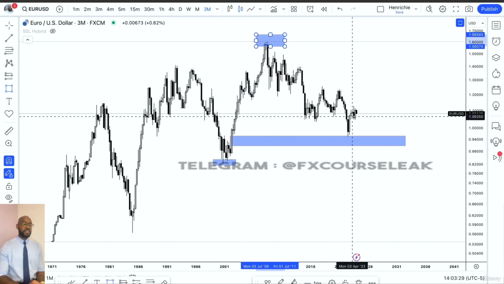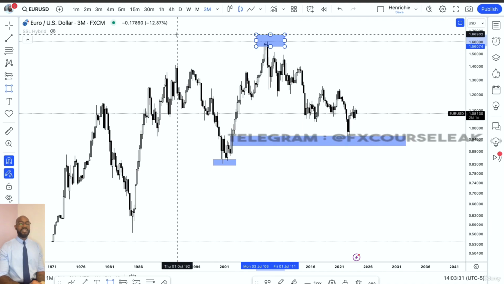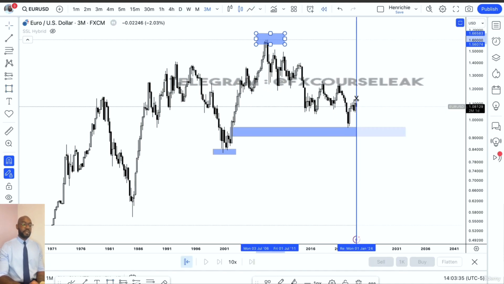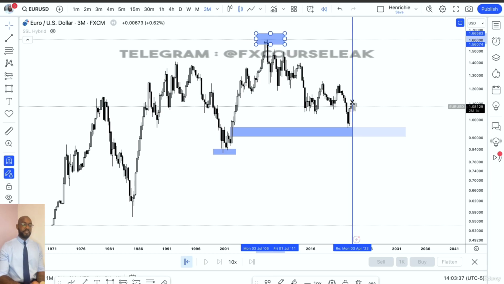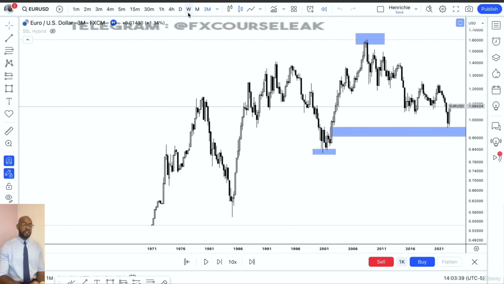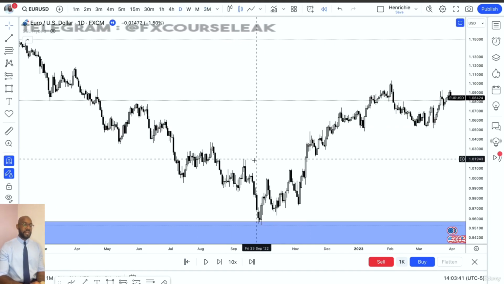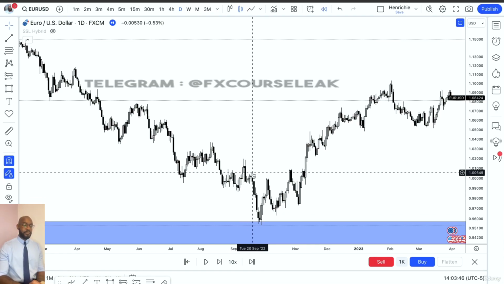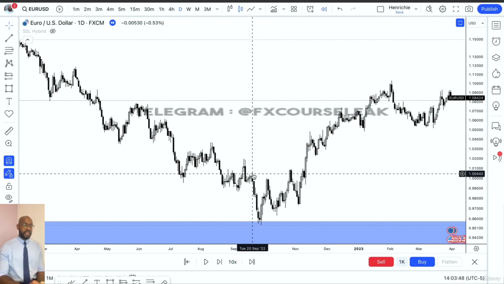So if we come into this key level, all you're looking for is a daily shift to market structure. Now we'll go to the daily time frame. Now I'm going to use this bar replay so that we can just focus on the parts where price tapped into that key level. Now right here, you can see we made this high, made this low, and then you can see this right here.